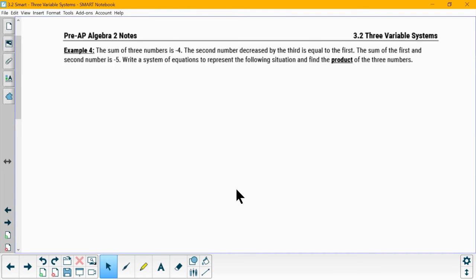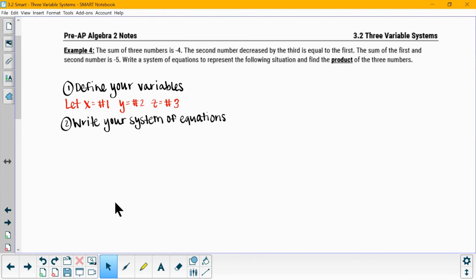So the first thing I'm going to do is define my variables. I am letting x be the first number, y be the second number, and z be the third number. And now I'm going to go in and write my system of equations. So I'm going to break this down sentence by sentence. So the first claim I have is that the sum of three numbers is negative 4, and the sum is the addition. So I'm going to say x plus y plus z equals negative 4.